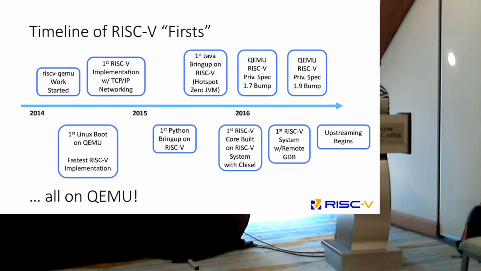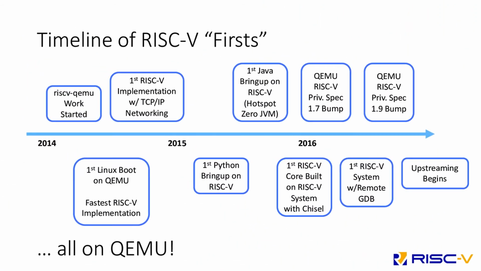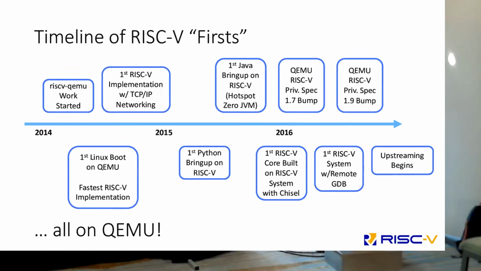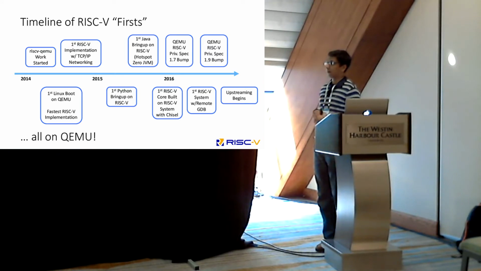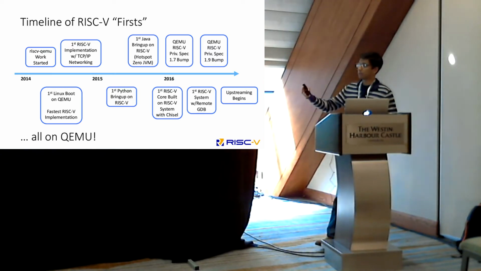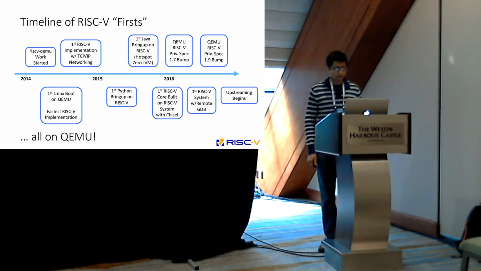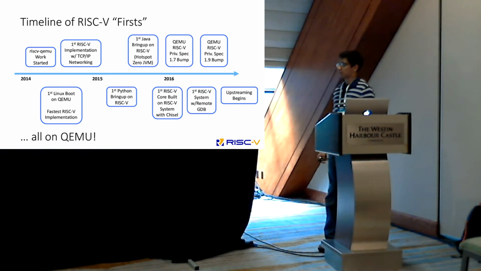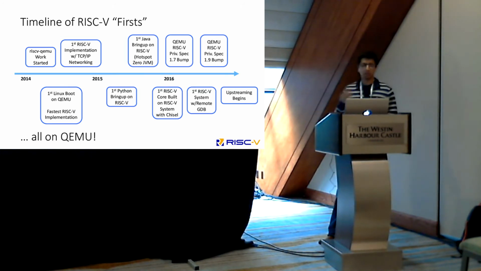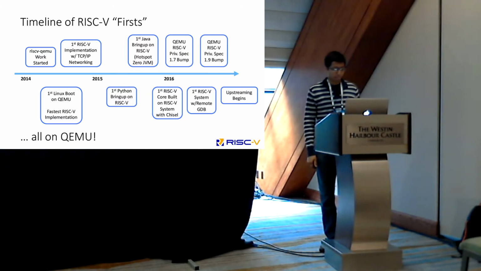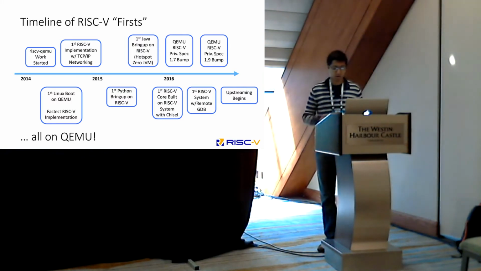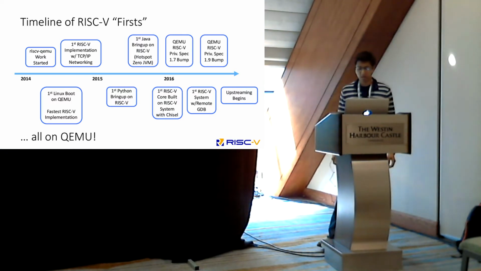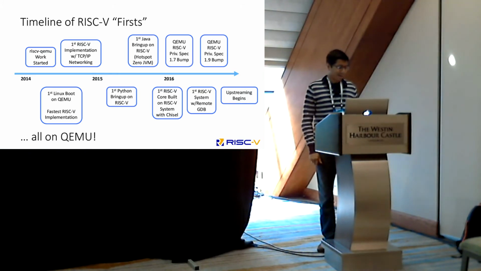Then continuing with RISC-V firsts. The next thing we did in early 2016 is bump the privilege spec. The privilege spec is still evolving, and this was a pretty big jump, so we upgraded to the new privilege spec. Along with that came the first RISC-V system that you could remotely debug with GDB using QEMU's GDB server. And then we did another bump to the privilege 1.9 spec a couple of weeks ago. Hopefully we want to start upstreaming very soon, as I finish my preliminary exams in mid-September.